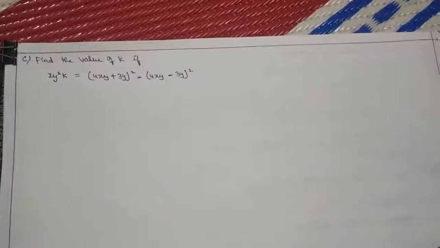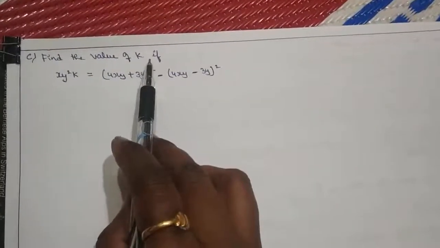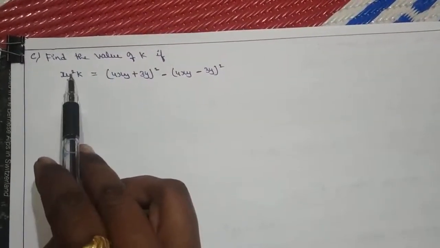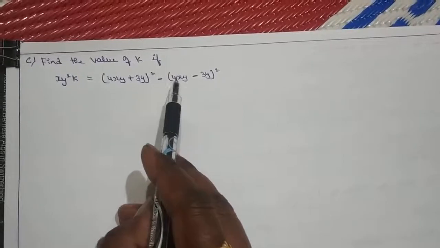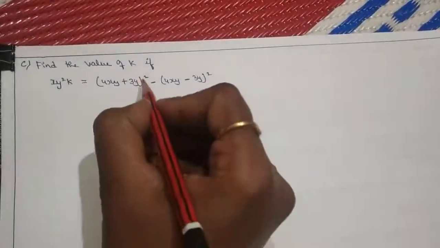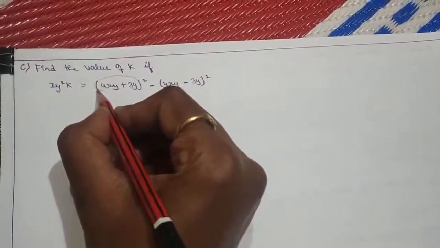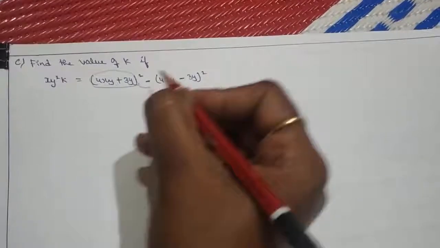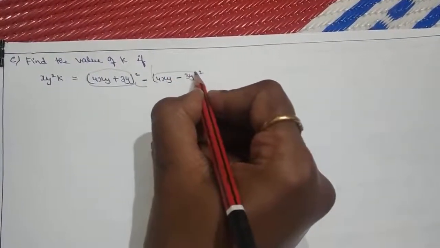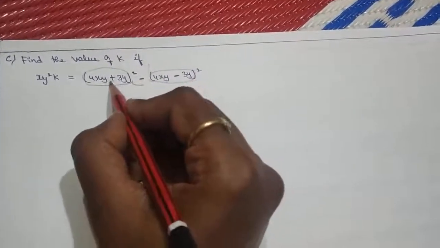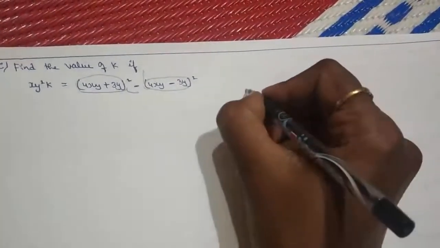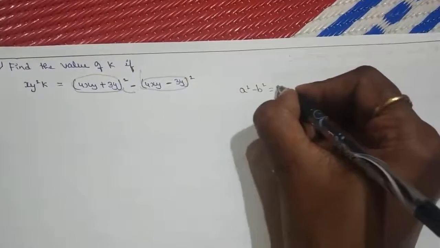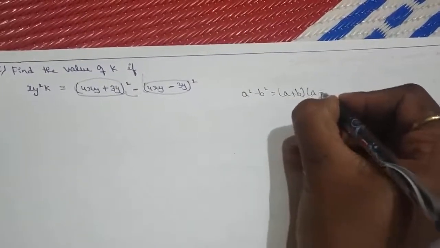So moving to question C, find the value of k. We need to find the value of k if x y square k is equal to (4xy plus 3y) whole square minus (4xy minus 3y) whole square. Keep in mind, children, here we can use the identity. This complete term is nothing but a and this complete term is nothing but b. That is a square minus b square. We know that a square minus b square is nothing but a plus b into a minus b.